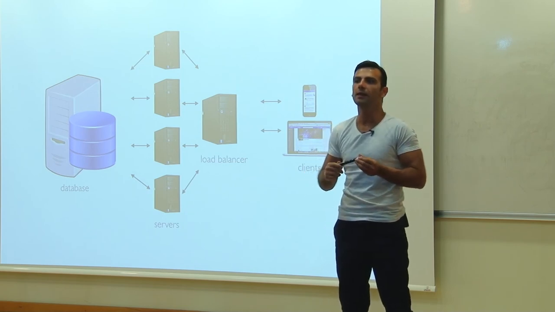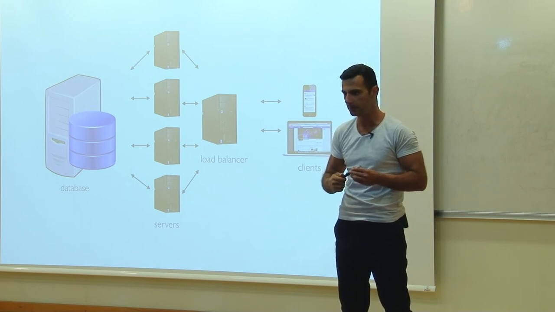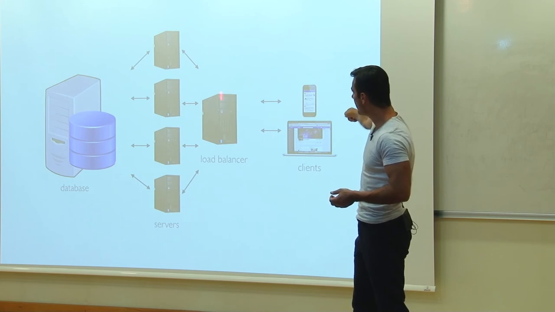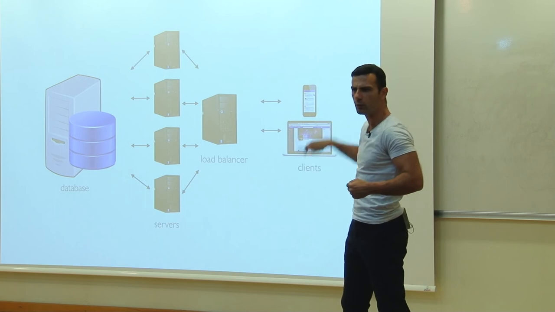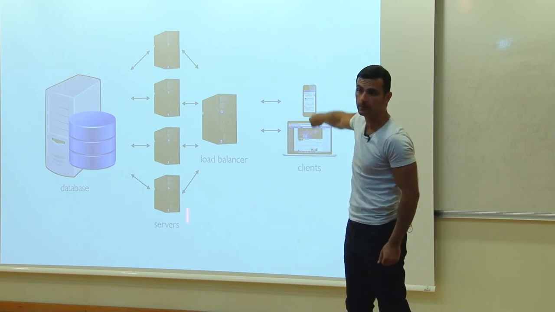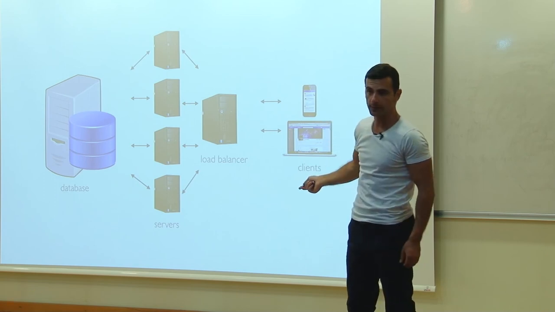What kind of scaling, what kind of methods of scaling did we discuss? Do you remember? Horizontal and vertical, exactly. So one thing you can do is make this computer just stronger, right? Add more memory, add more processors, okay? That's vertical scaling.